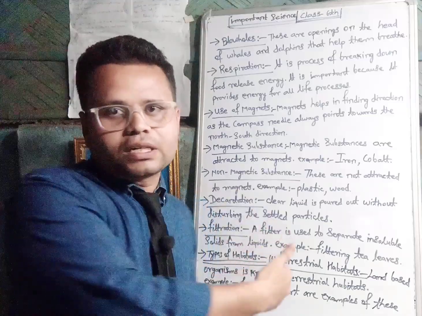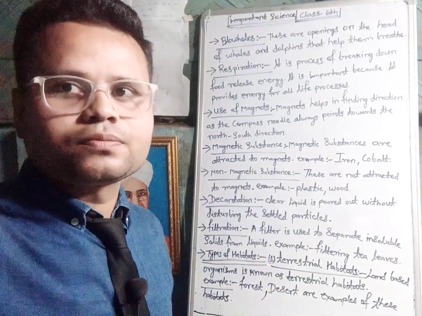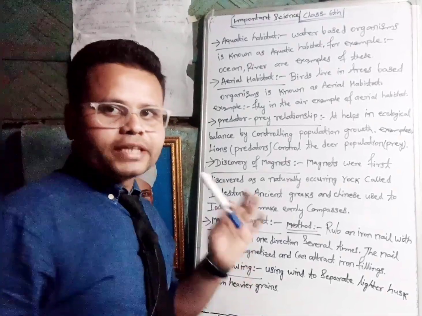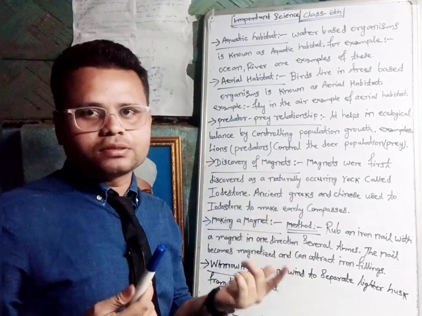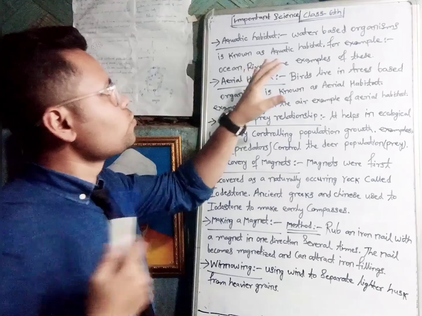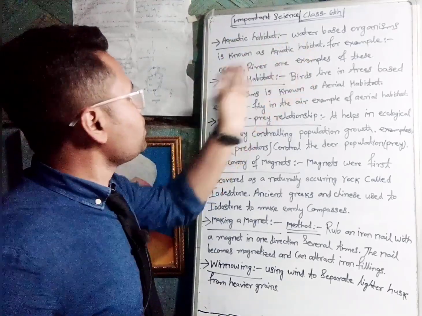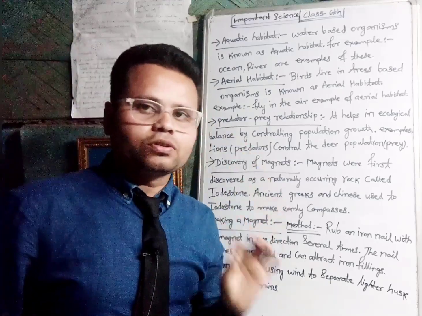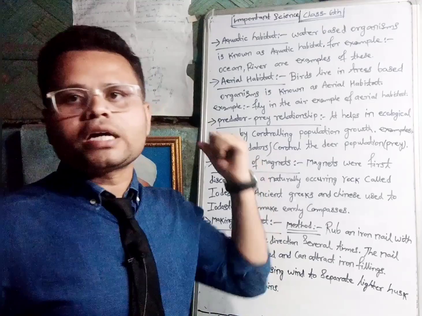And after that, we are covering the types of habitat. Next topic is aquatic habitat. First we studied terrestrial and second is aquatic. Water-based organisms are known as aquatic habitat. For example, ocean and river are examples of this. Those organisms who live in water are known as aquatic habitat.